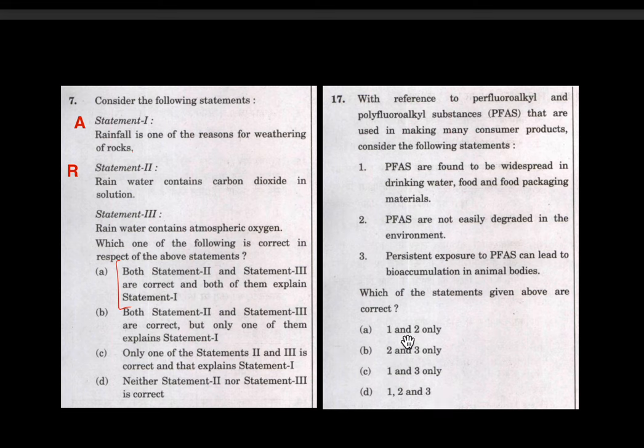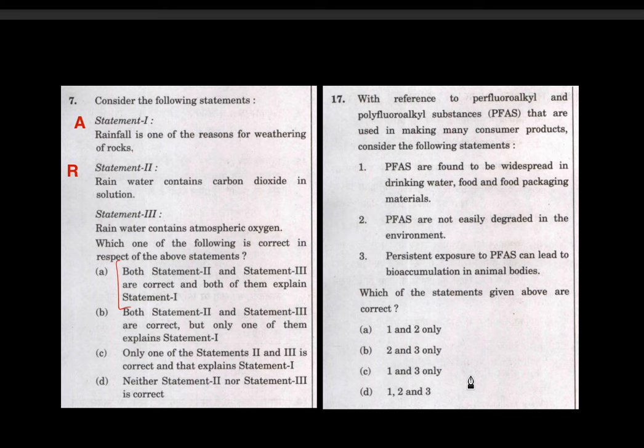So we are in B, C, D. Now they are not easily degraded in the environment. If something is bioaccumulating, that means it won't be easily degraded. So statements 2 and 3 together are correct. Now we are between B and D, and it all boils down to statement number 1: PFAS are found to be widespread in drinking water, food and food packaging materials. Since we are in a 50-50 scenario between B and D, assuming you don't know anything about this topic at all, you have to attempt it. If you are not sure about statement 1, you can go with either B or D, it's fine.